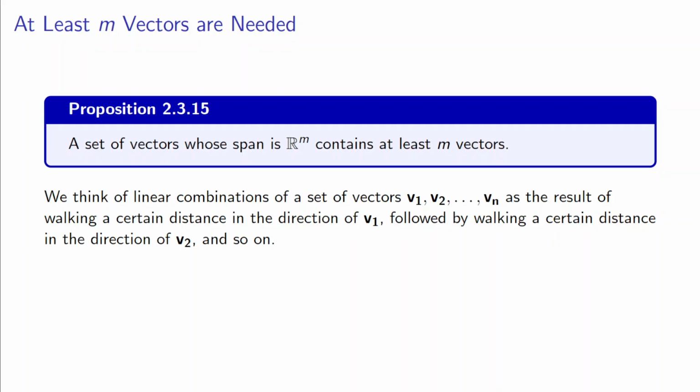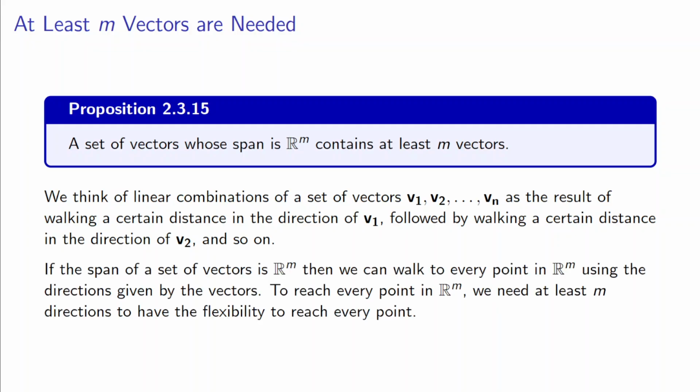We think of linear combinations of a set of vectors as the result of walking a certain distance in the direction of v1, followed by walking a certain distance in the direction of v2, and so on. And so if the span of a set of vectors is Rm, then we can walk to every point in Rm using the directions given by the vectors. To reach every point in Rm, this proposition is essentially saying that we need at least m directions in order to have enough flexibility.